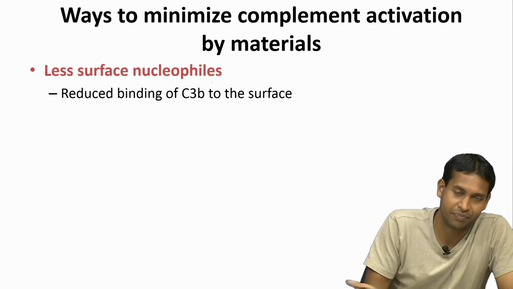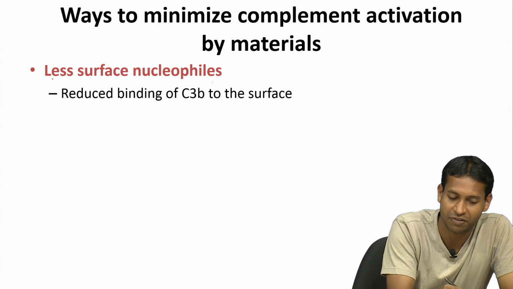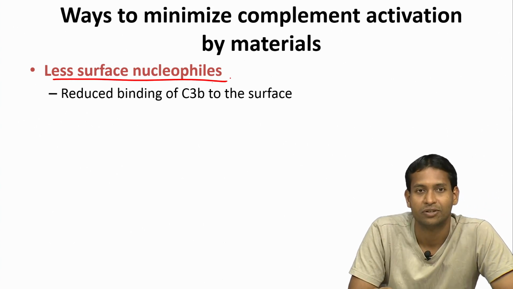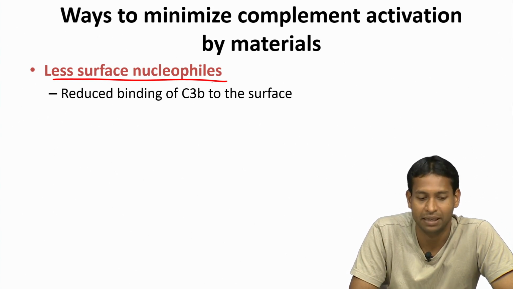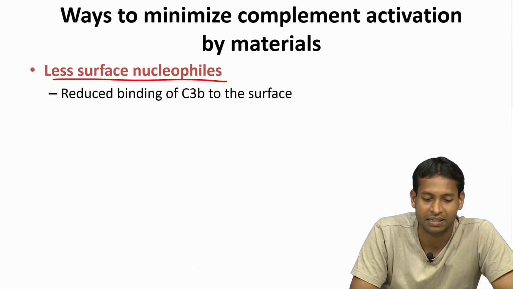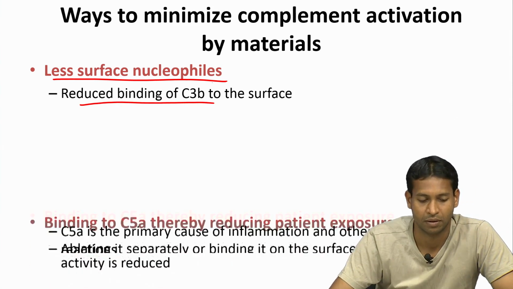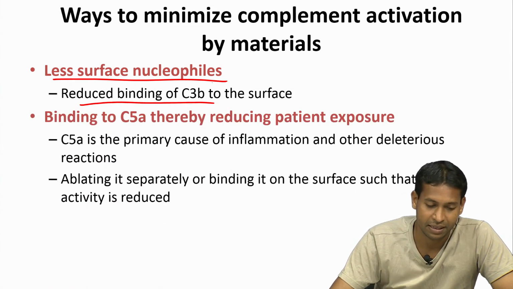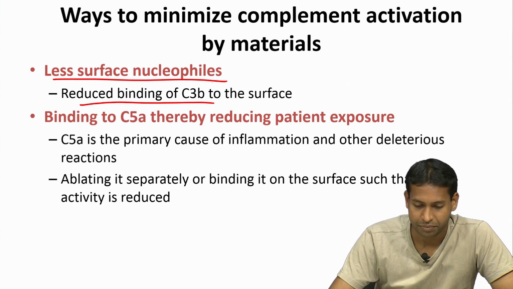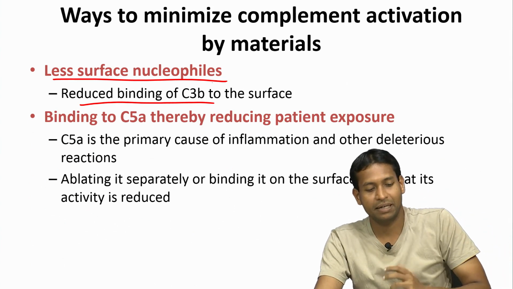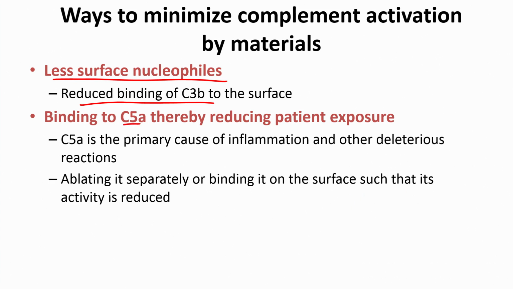So first, as I briefly alluded to, you can make the surface less nucleophilic. As I said, the nucleophilic surfaces tend to attract the binding of C3b. So if you have it such that they are less nucleophilic, they will have a reduced binding of C3b. The other is you can bind basically the C5a. So C5a is the primary cause of inflammation and the deleterious reaction. So if you ablate it, you can decrease it.